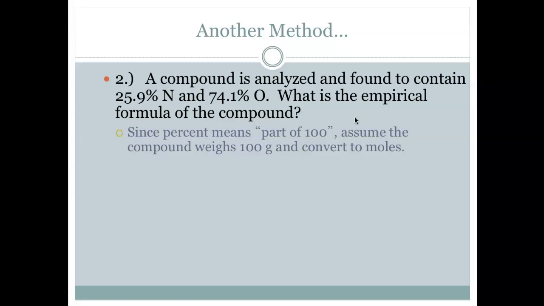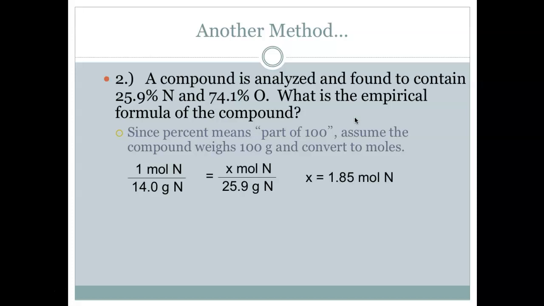It doesn't actually matter how much we have. If we just pretend that we have 100, that means we would have 25.9 grams of nitrogen and 74.1 grams of oxygen. Notice I'm literally just replacing the percentages with grams. From there, I'm just going to complete the same procedure I did in the previous problem. I'll convert my grams to moles using a proportion.